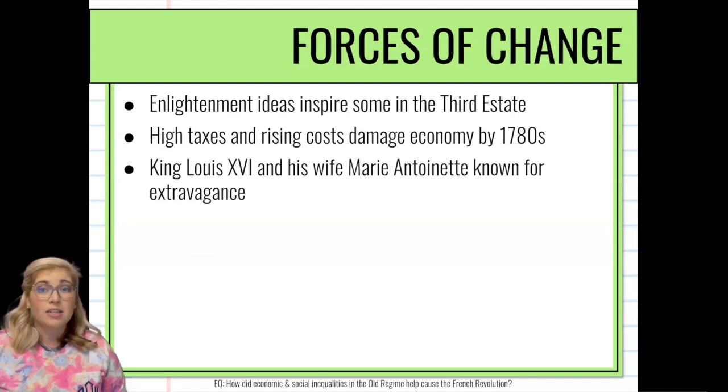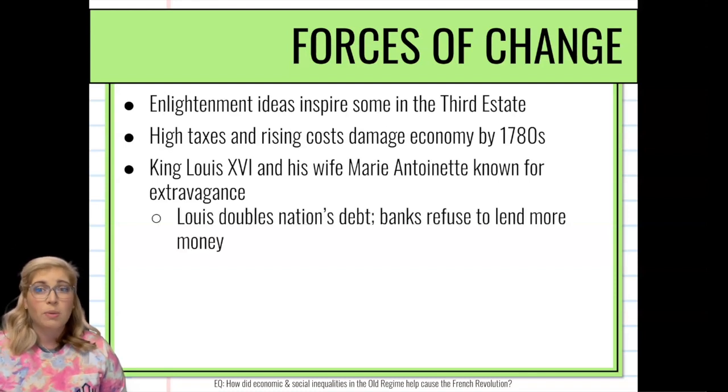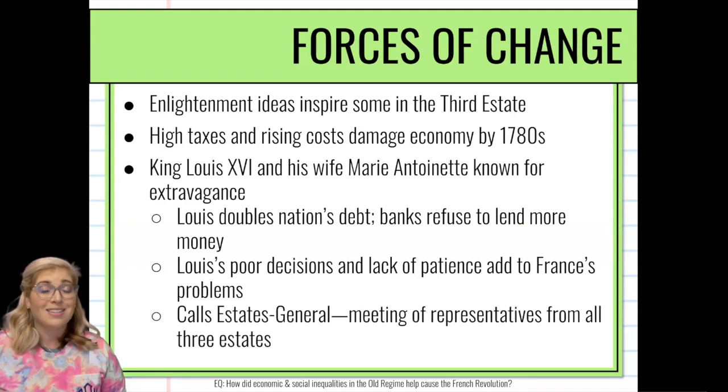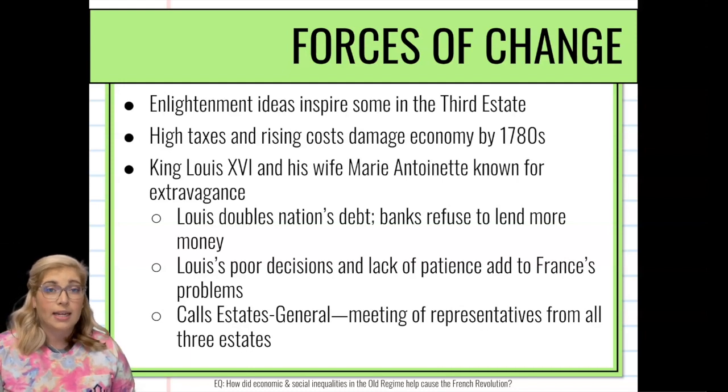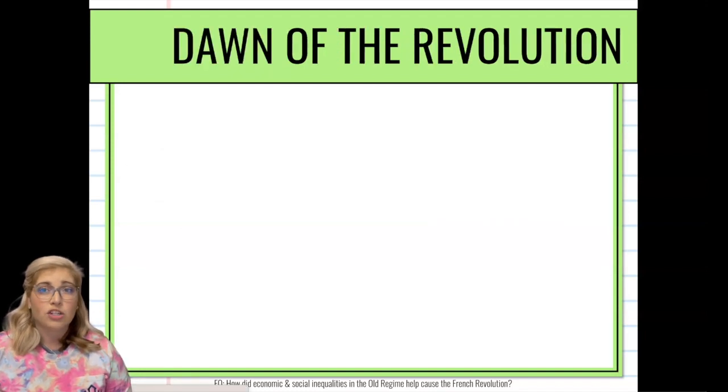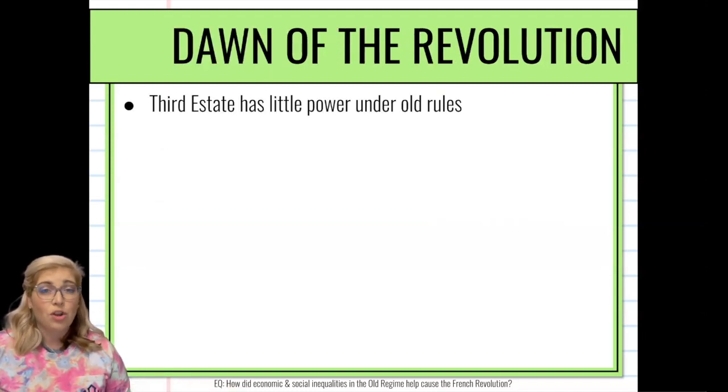Louis actually doubles the nation's debt during his term. The banks refuse to lend him more money. His poor decisions, lack of patience, they lead to a lot of problems in France. He ends up calling something called the Estates General. He has all the representatives of the 3 estates get together and try to hammer out some of these problems. The Third Estate during the Estates General has little to no power, especially under the old rule.